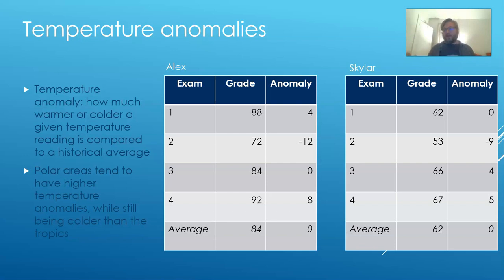You'll notice that Alex's exam 1 and Skylar's exam 3 both had an anomaly of 4, but Alex got an 88, Skylar got a 66. So the anomaly is relative to their own average. In both those cases, they did 4 points better than their own average, but Alex has a much higher average. So a positive 4 anomaly for Alex is a much higher grade than a positive 4 anomaly for Skylar.